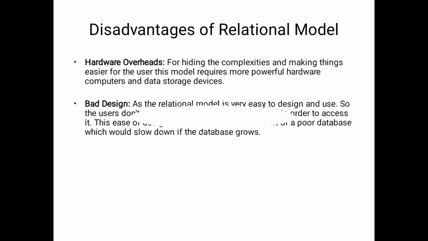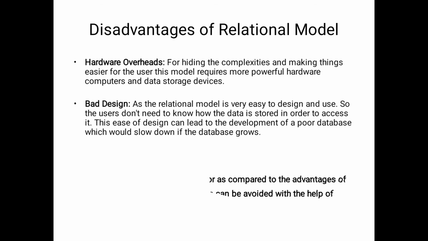Coming to the second disadvantage, bad design. Why are we calling this bad design? Because it is a very simple design, just row wise and column wise. The relational model is very easy to design and use, so users don't need to know how the data is stored in order to access it. This ease of design can lead to the development of a poor database, which would slow down as the database grows. For that we will provide some security tools. This is a very simple design, that's why we call it bad design.